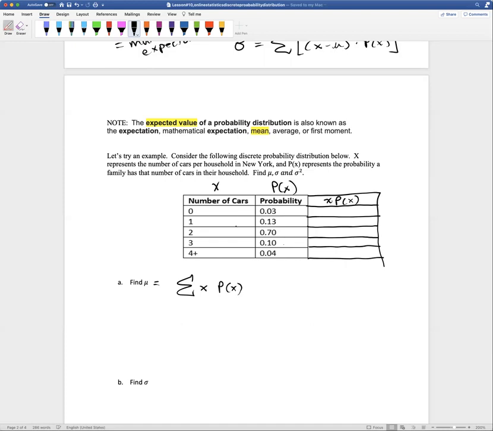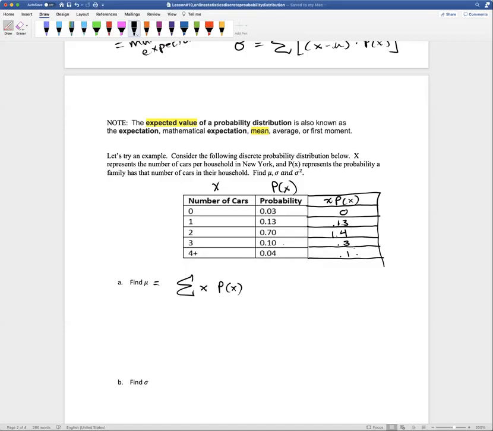Okay, so what does that mean? Well, the first thing I'm going to do is multiply each X value by my P of X value. 0 times 0.03 is 0. 1 times 0.13 is 0.13. 2 times 0.70 should be 1.4. 3 times 0.10 is 0.3. And then 4 plus, so this means 4 or more. So maybe 5, 6, 7, 8, 9, whatever, you know, some people have hundreds of cars. 4 times 0.04 is 0.16.